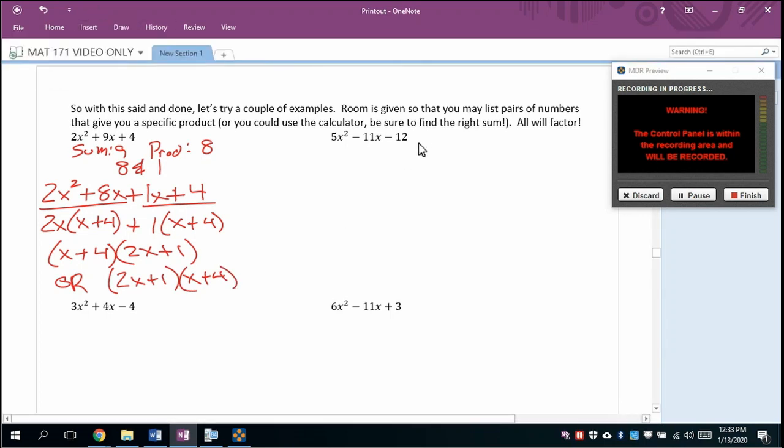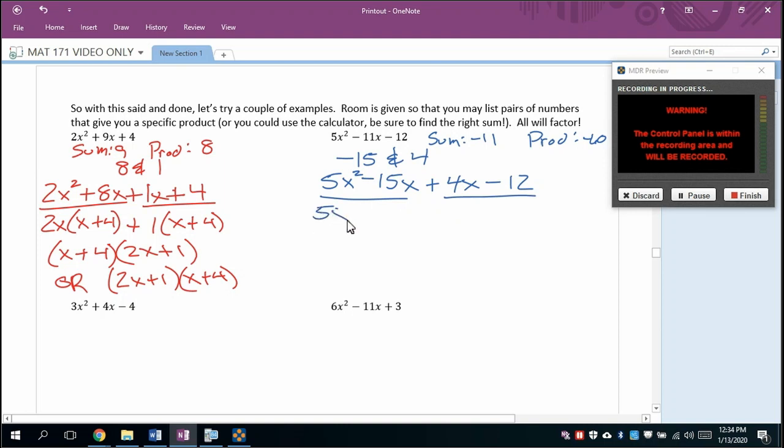So for this next one, we need a sum of negative 11 and a product of negative 60, because that's 5 times negative 12. So the two numbers that make this work are negative 15 and positive 4. So we'll have 5x squared minus 15x plus 4x minus 12. So factor by grouping, I'll take a 5x out, giving us x minus 3. And then a 4 out of this. So this will be x minus 3 times 5x plus 4. And that's all she wrote.